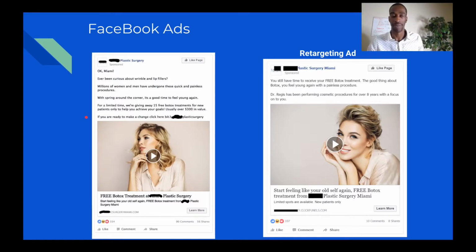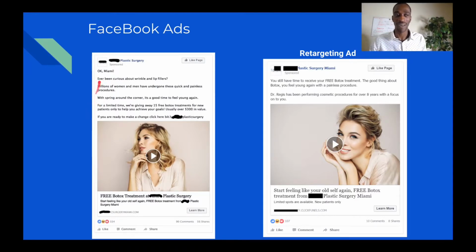So I just basically provided a hook. Okay, Miami, have you ever been curious about wrinkle and lip fillers? And then you answer the question: hey, it's painless. Millions of people have gone through it. You'll be okay. And then talk about spring coming. People want to feel good. The sun is starting to come out and stay out. The weather is more beautiful during spring. So let's talk about that. With spring around the corner, it's a good time to feel young again, right?